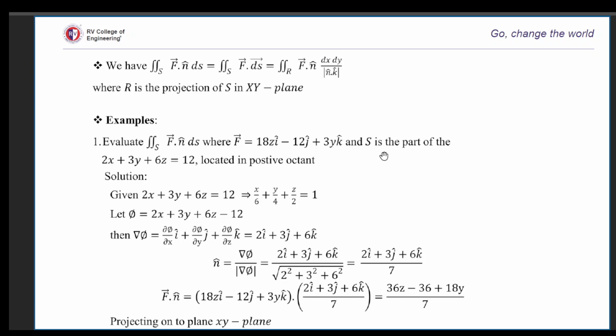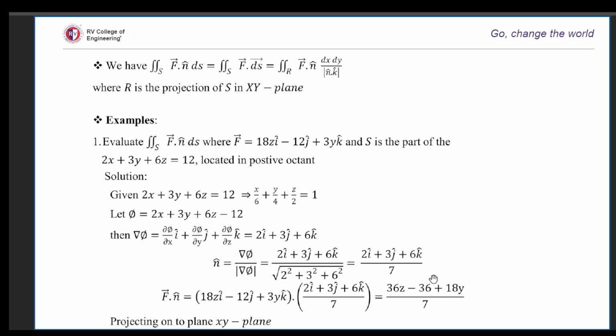A vector function is defined like this. This is a part of a plane located in the positive octant. If we write the given equation of the surface, you have a plane in the intercept form. Taking this as the surface phi, we compute the gradient. Remember, gradient is a vector quantity given by the following expression. The outward unit normal is the vector n cap given by grad phi divided by its magnitude. Getting this normal to the given surface, computing the scalar product yields the following expression.